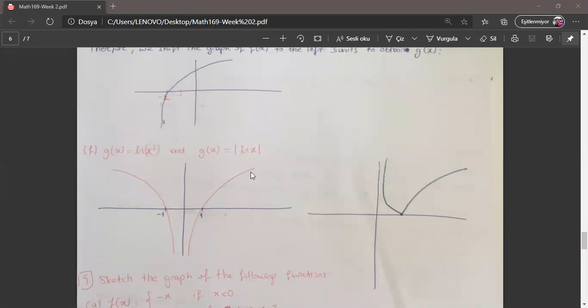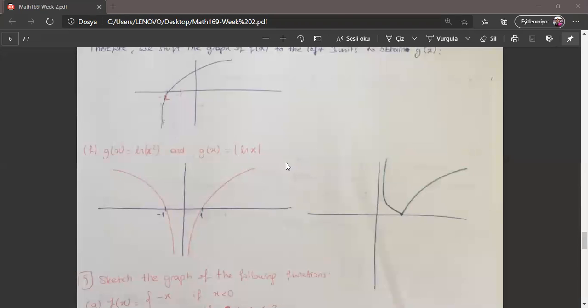So what about these ones? Here we have ln of x squared. Remember, the graph of ln of x was this. Now we have x squared inside of the function. So for negative values of x, it is again defined. So for the negative values, we have this, it's symmetric to the y-axis.